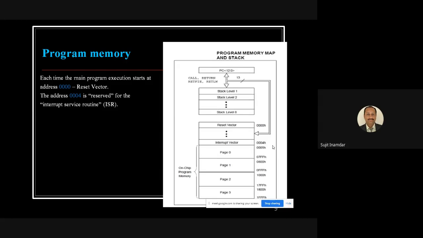In that, the address 0000 is by default fixed as the reset vector. So whatever program you are going to write, it is going to start from the address 0000, and the address 0004 is reserved for ISR. ISRs are nothing but the interrupt service routine. What is the content of this ISR? In coming sessions we are going to learn.